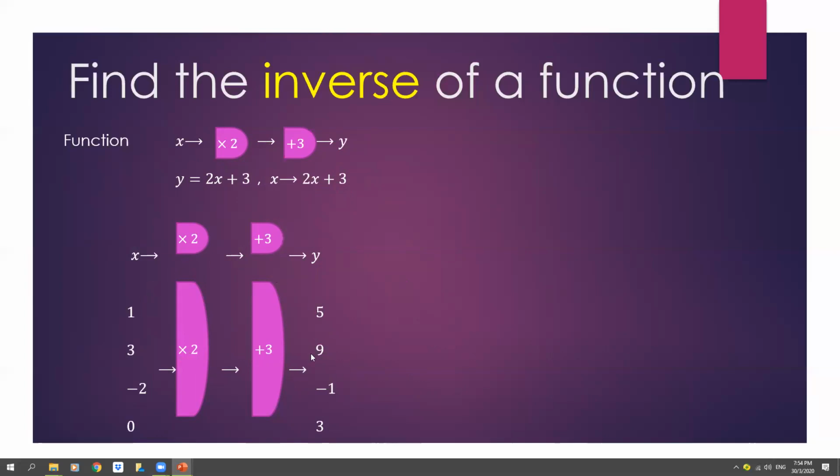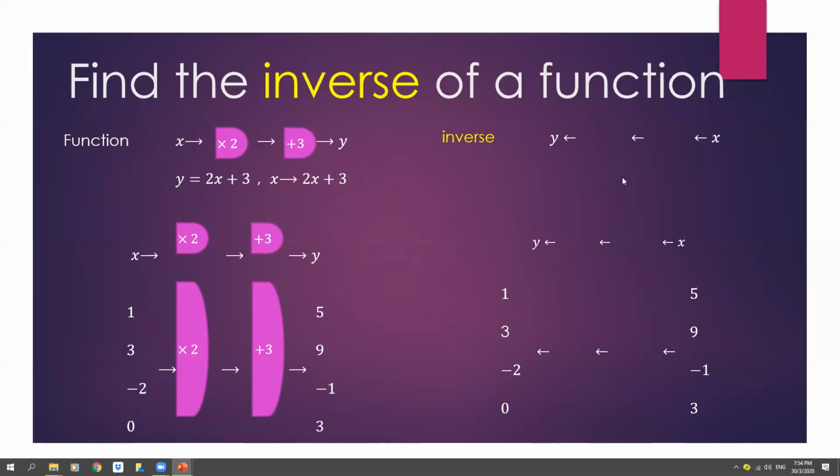And if I have 9, I need to find another new formula to get back 3. All right? So this is the process. So I have 5 now. You see the arrow is going backwards. So I need to get back 1. 9 will get back 3. -1 gets back 2. 3 will get back 0. So I need to find out what is the formula to represent the inverse.